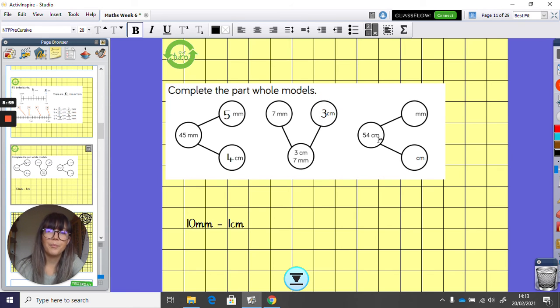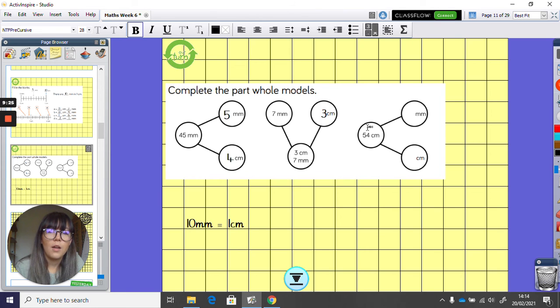Now for our next one, 54 centimetres, so that's a much longer amount, isn't it? Because we had 45 millimetres, but that's only equal to about 4 centimetres. But 54 centimetres is going to be longer than a ruler, isn't it, if you think about it? Now for this one, there's lots of different ways you can do it, but this is what I'm going to do. So with part wholes, as long as they add up to the correct amount, you're fine. There's no right or wrong answer necessarily.